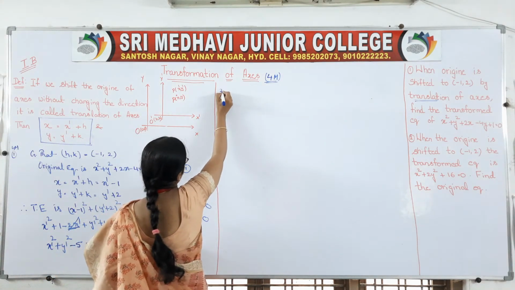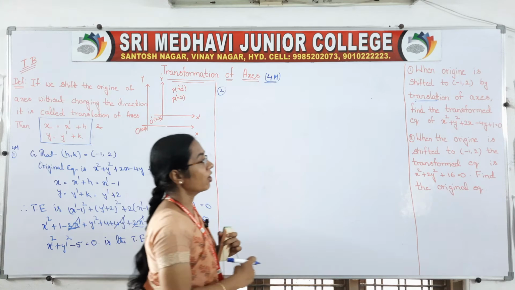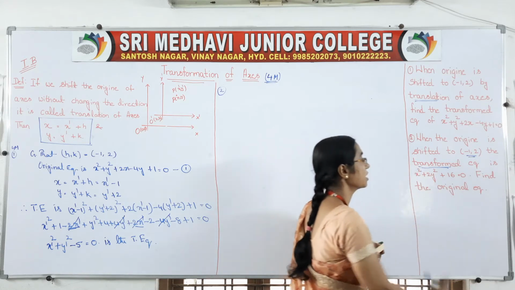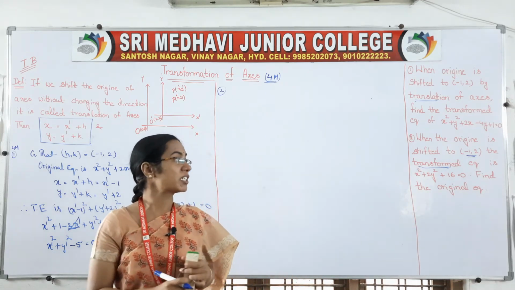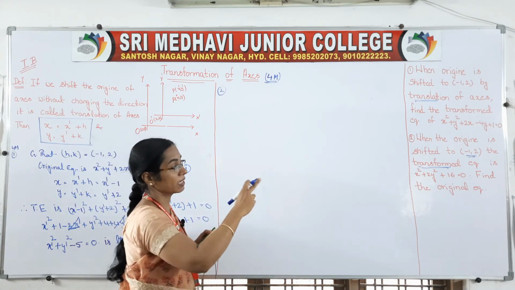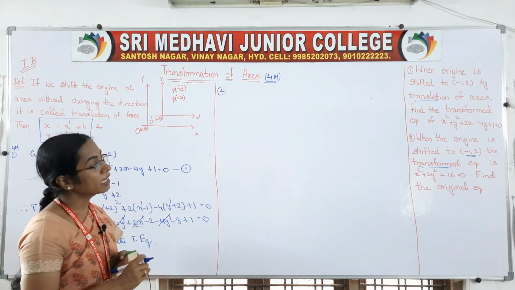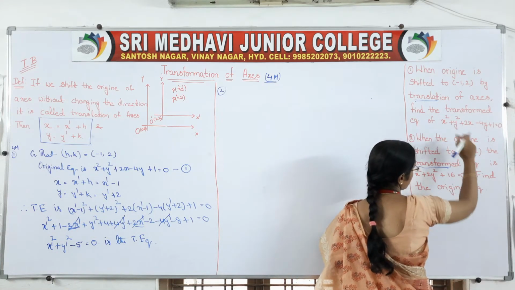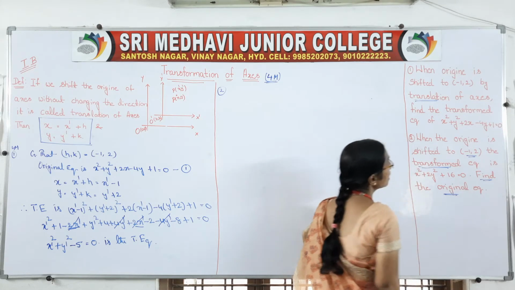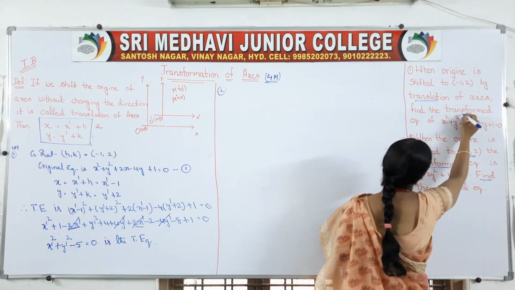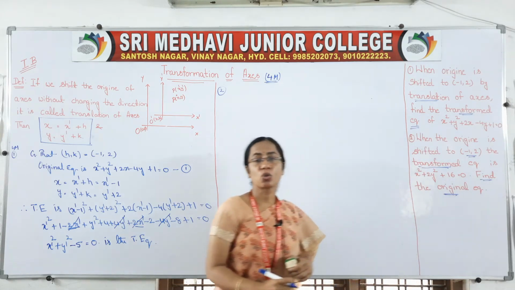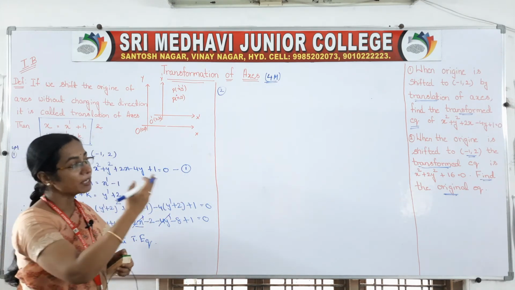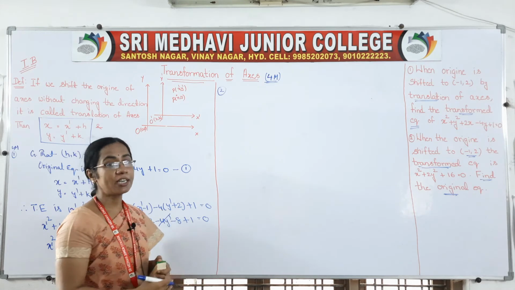So come to the second question. Read the second question. When the origin is shifted to minus 1 comma 2, the transformed equation is given to us: x square plus 2y square plus 16 is equal to 0. Find the original equation. See the difference. Here find the transformed equation, here find the original equation. Sometimes they will give the original and we have to find the transformed, sometimes they will give the transformed and we have to find the original.